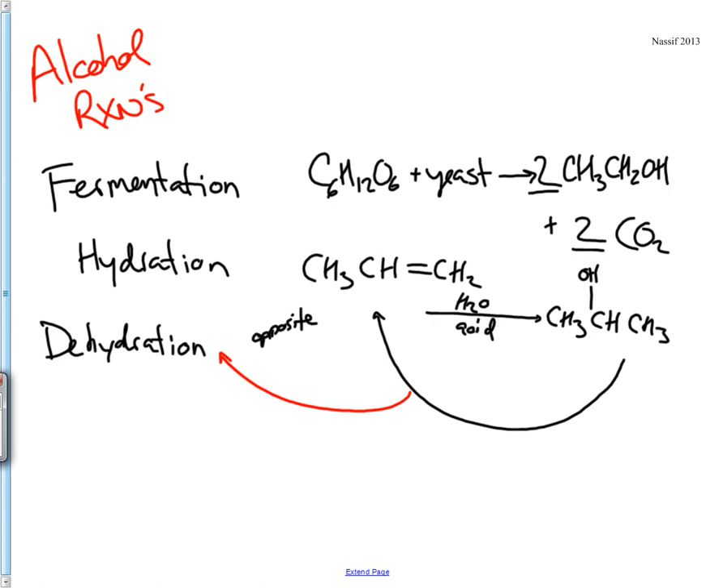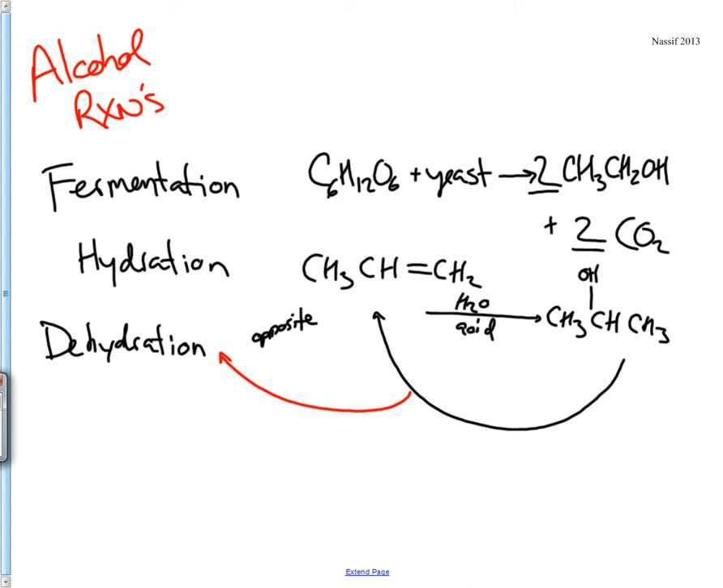There are a couple of basic alcohol reactions. In this next video, we will go over reduction and oxidation. For the sake of this video, we will go through fermentation, hydration, and dehydration. Fermentation takes glucose in the absence of oxygen and creates ethanol plus carbon dioxide. That's an equation that you'll have to memorize for your exam.